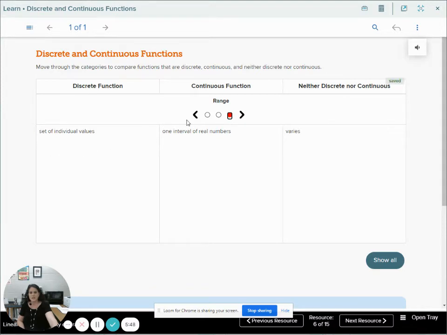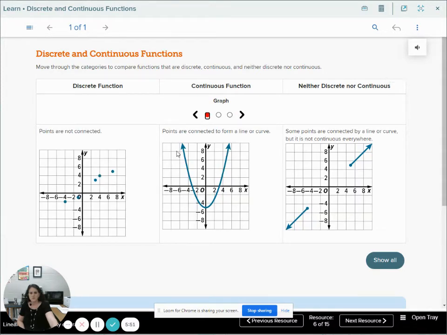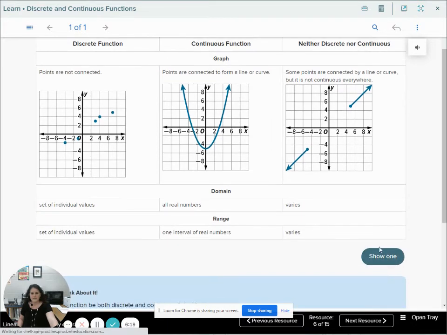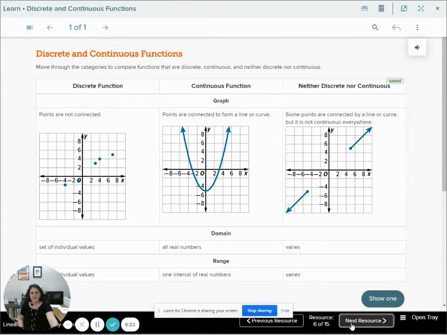And with my range, again, it's a set of individual values. Here, my range depends on where my graph starts. So it looks like my range starts here at -5. Remember, the range is the y values, and it goes up. And here, I'm going to have a range from this point down and from this point up. So it looks like from -5, my range would be from -5 to -infinity, and then from 5 up to +infinity, but nothing in between.